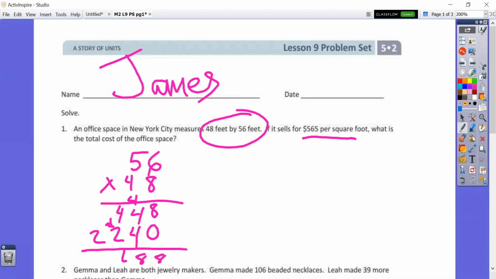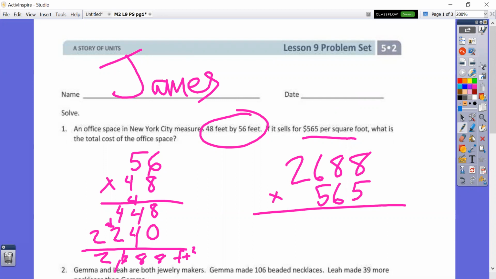8, 8, 6. 2,688 square feet. So I'm going to just do feet squared. And now I need to multiply that 2,688 feet squared by $565. So we'll continue to do this one together.